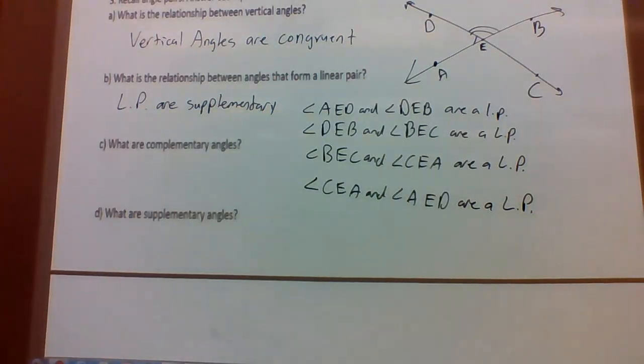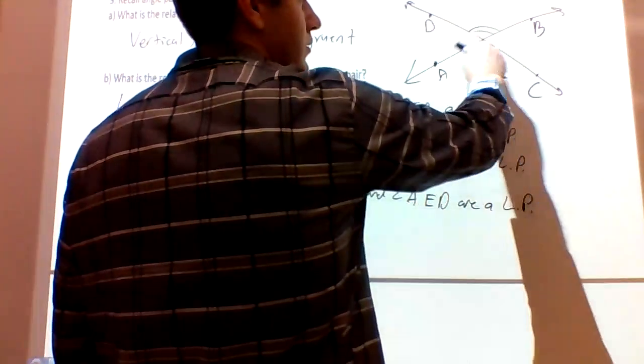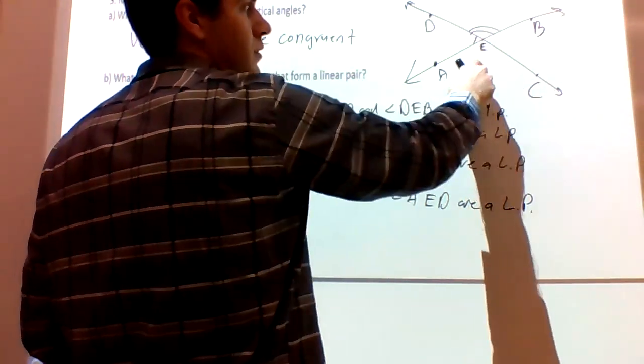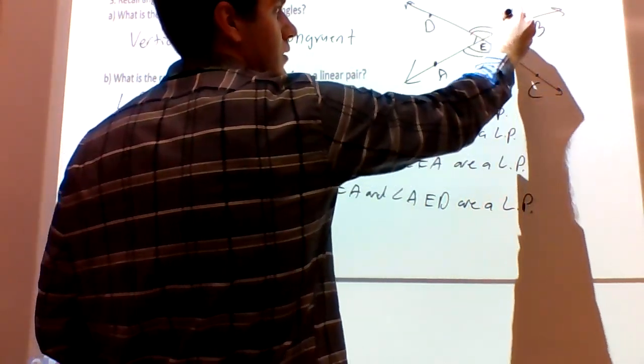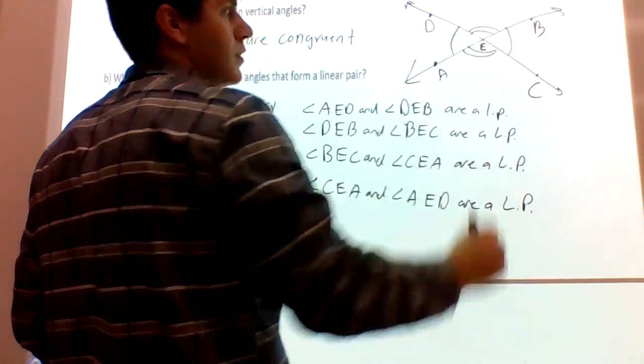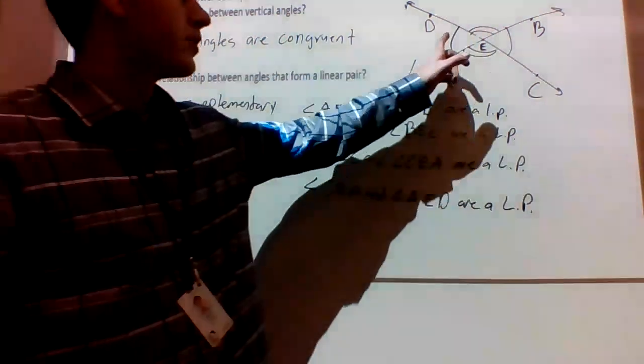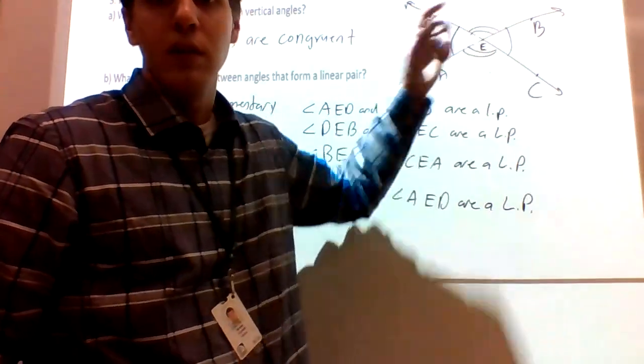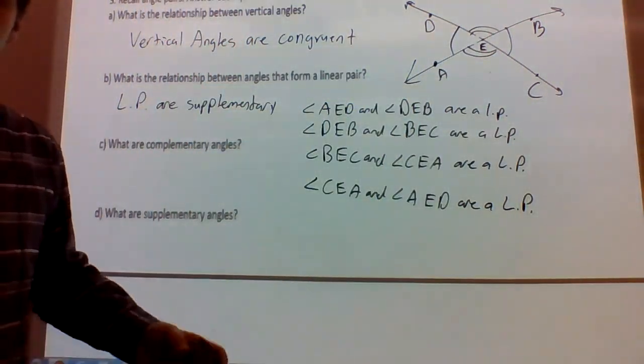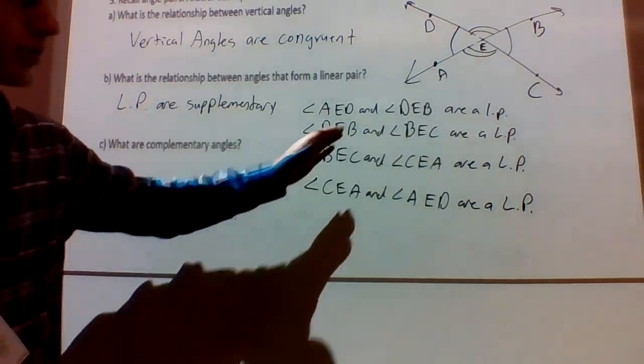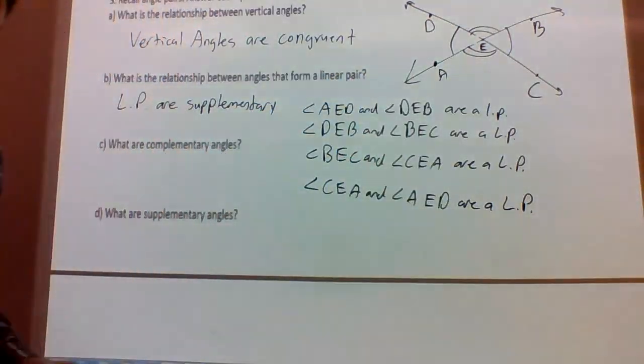4 linear pairs there. So the vertical angles are across from each other, and they are congruent. Then the linear pairs are supplementary. They are adjacent to each other, and their sum is 180. They form a straight line, a straight angle, which is 180.